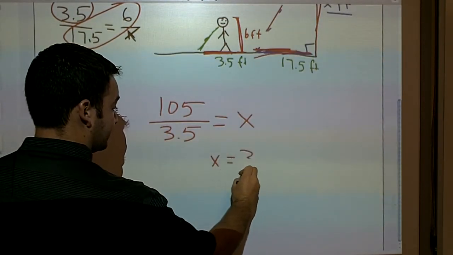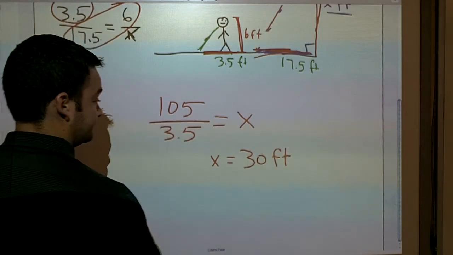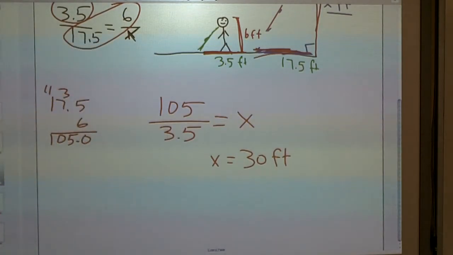X should be equal to 30 feet. Again, we're using the fact that we've got a similar figure that's formed, and we're going to solve for the unknown value.